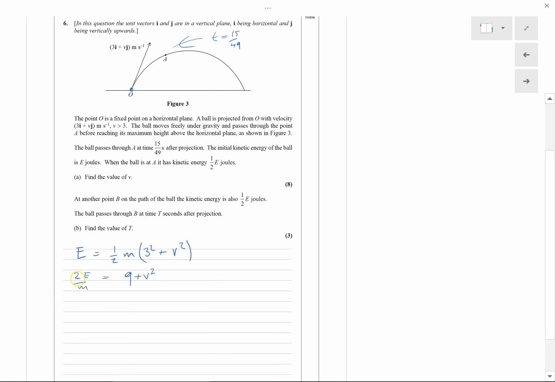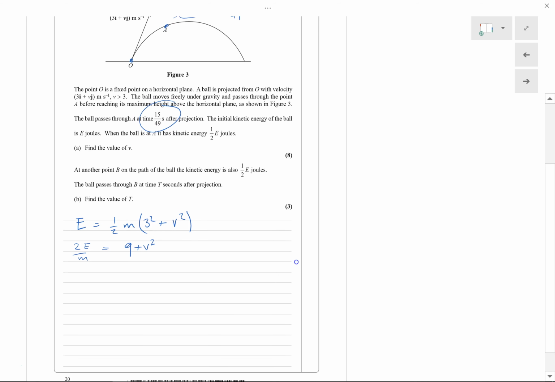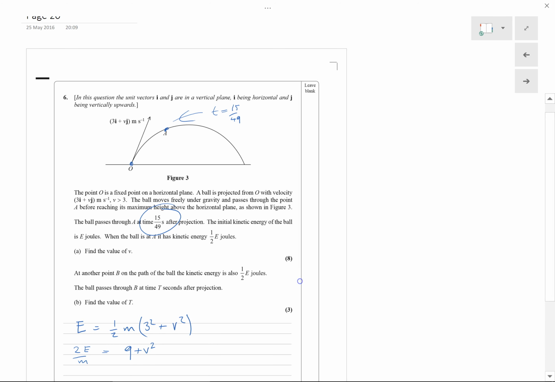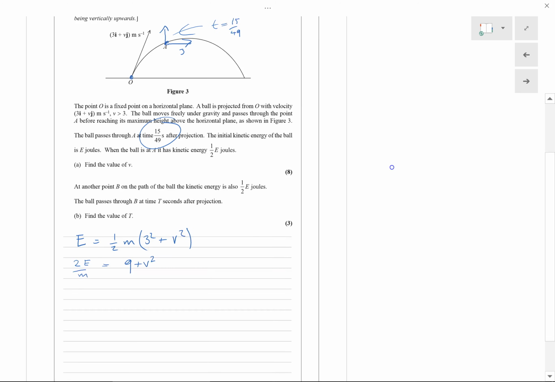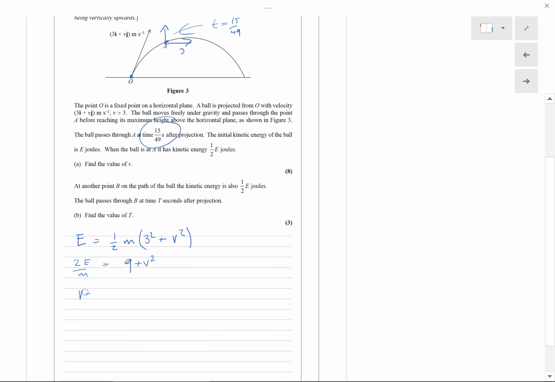Now, we are told that E is equal to half the amount here, but the problem is we don't know the velocity there. But we are told that t is equal to 15 over 49. When I say we don't know the velocity, we of course do know the horizontal because that stays constant. What I'm saying is we don't know what this vertical bit is here. So what we can do is apply v equals u plus at vertically from 0 to A.